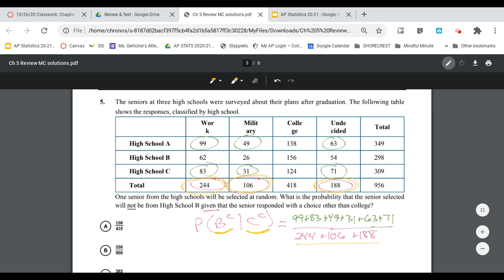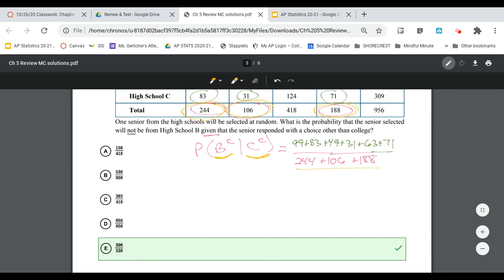You also could have done things around 1 minus. Since it's a lot of complements, you could have found the probability of being high school B and then subtracted it from 1. There are other ways you could have approached this. I just did it by adding. All right, so once I added those up, I got this answer.